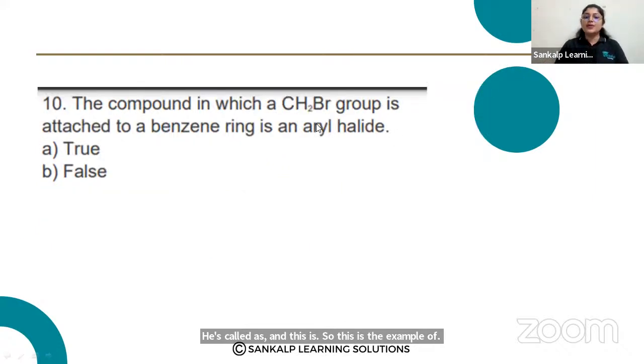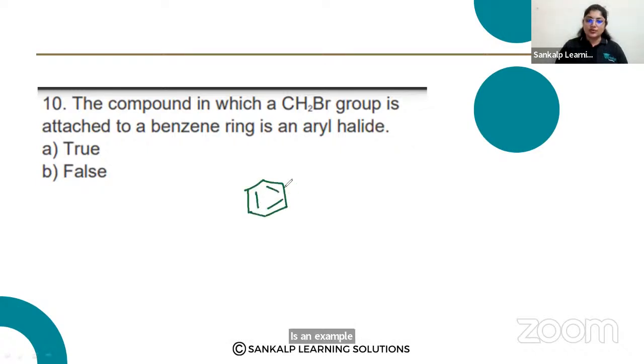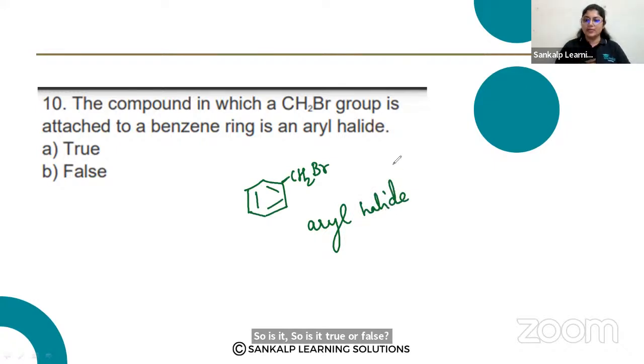Next, the compound in which a CH2Br group is attached to a benzene ring is an example of aryl halide. Is it true or false? So if I say this is CH2Br, is it aryl halide? Is it true or false? Papu has answered it as B. Tejaswini, B. Sneha, B. Muskan, B. Sanvi, B. Yes, and B is the answer. So it is false.